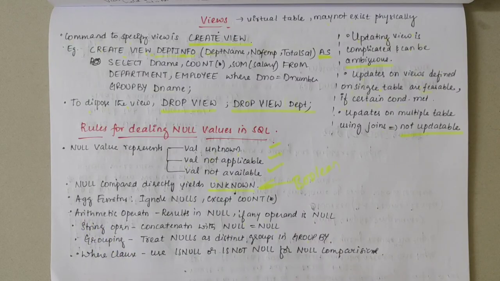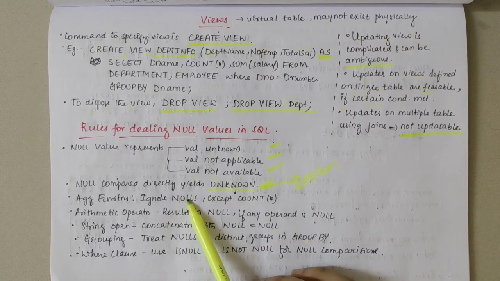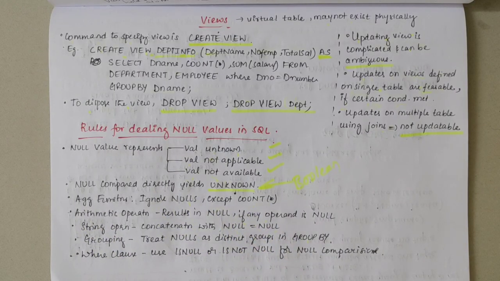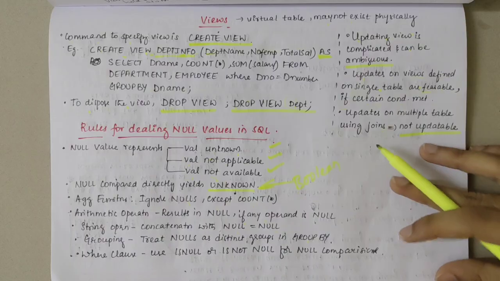Then in the aggregate functions, we should always ignore nulls, except while counting. While taking the count, we can't ignore nulls. Then in arithmetic operations, the result is null if any operand is null. In string operations, if you concatenate anything with null, you get null itself. Then in grouping, we treat null as distinct groups in group by. Then in the where clause, we use IS NULL or IS NOT NULL for null comparisons. So this was about nulls.